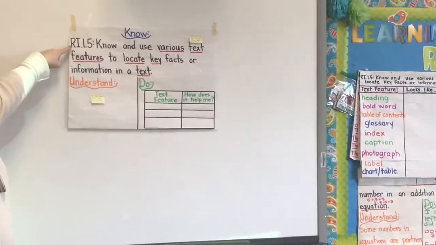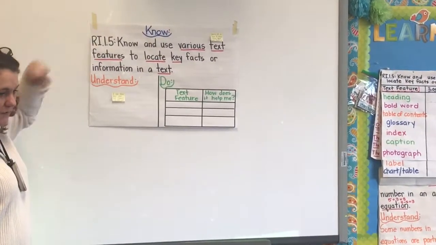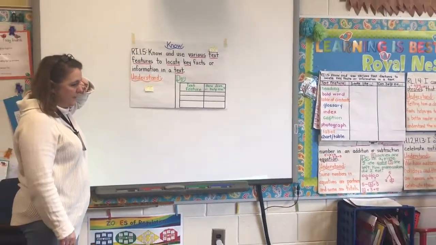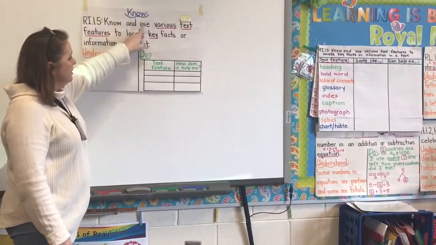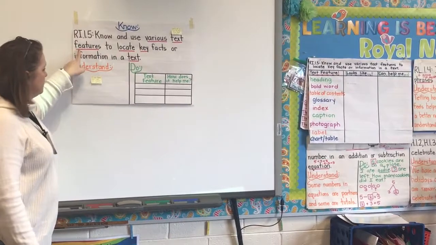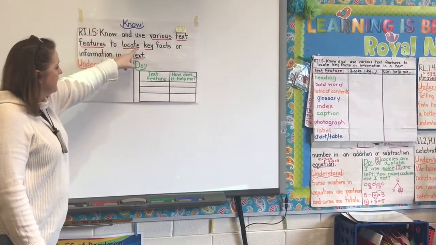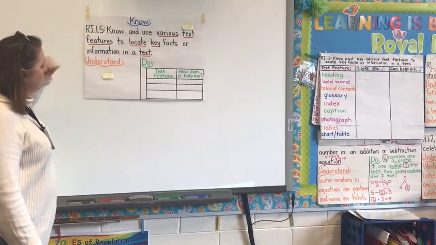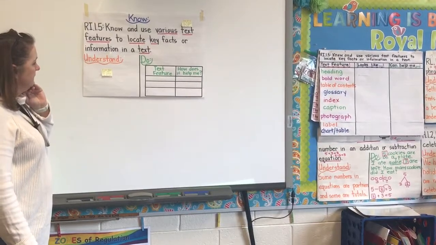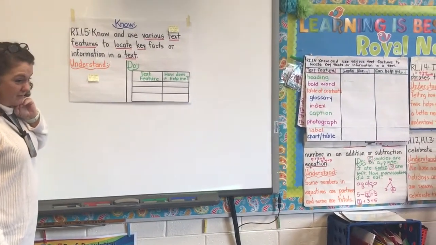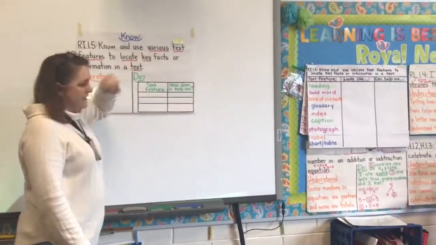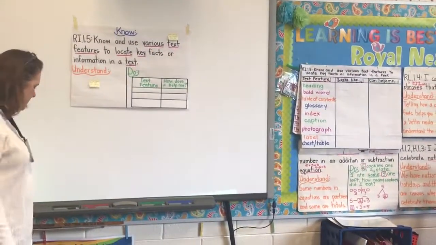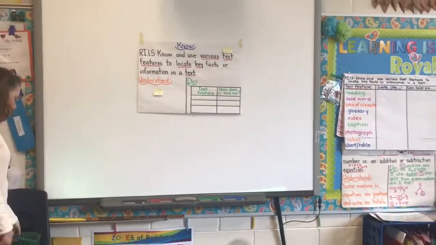This one is another nonfiction goal, and I'm going to read it to you, and then we're going to talk about what all those hard words mean. Okay? Know and use various text features to locate key facts or information in a text. Now, some of those words are pretty hard, aren't they? So let's break it down. Know and use various text features. What does the word various mean? Does anybody have an idea?